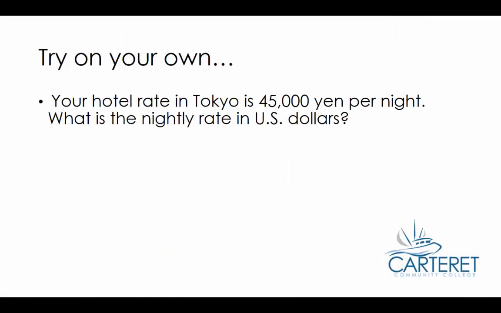Your hotel rate in Tokyo is 45,000 yen per night. What is the nightly rate in US dollars? Use the exchange rate on the next slide to help you figure out the appropriate unit conversion factor before moving to the solution on the following slide.